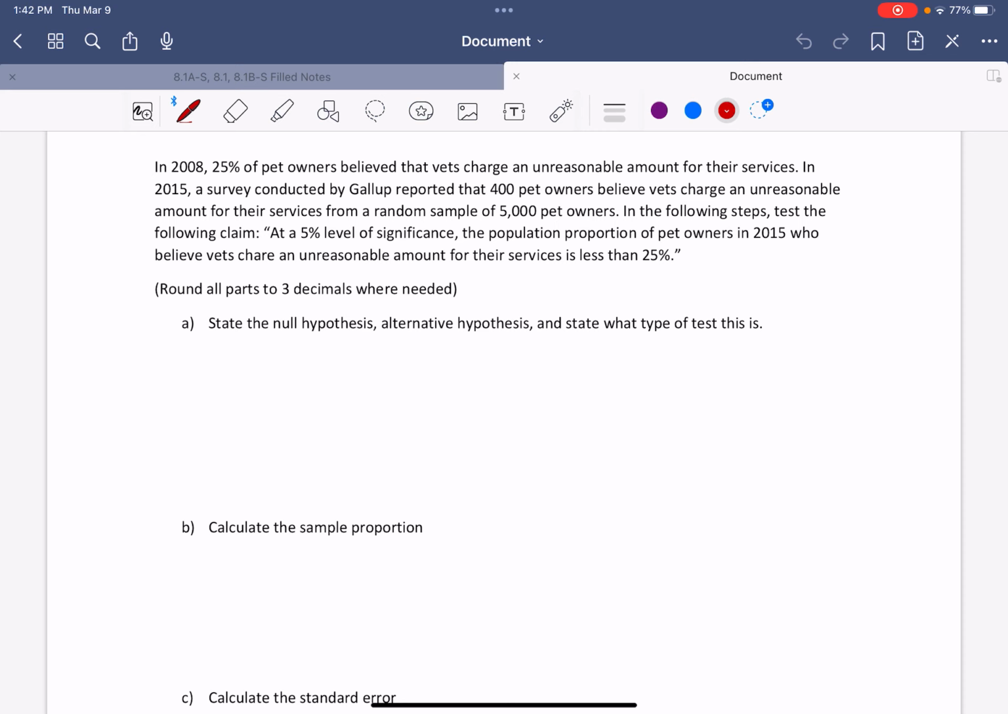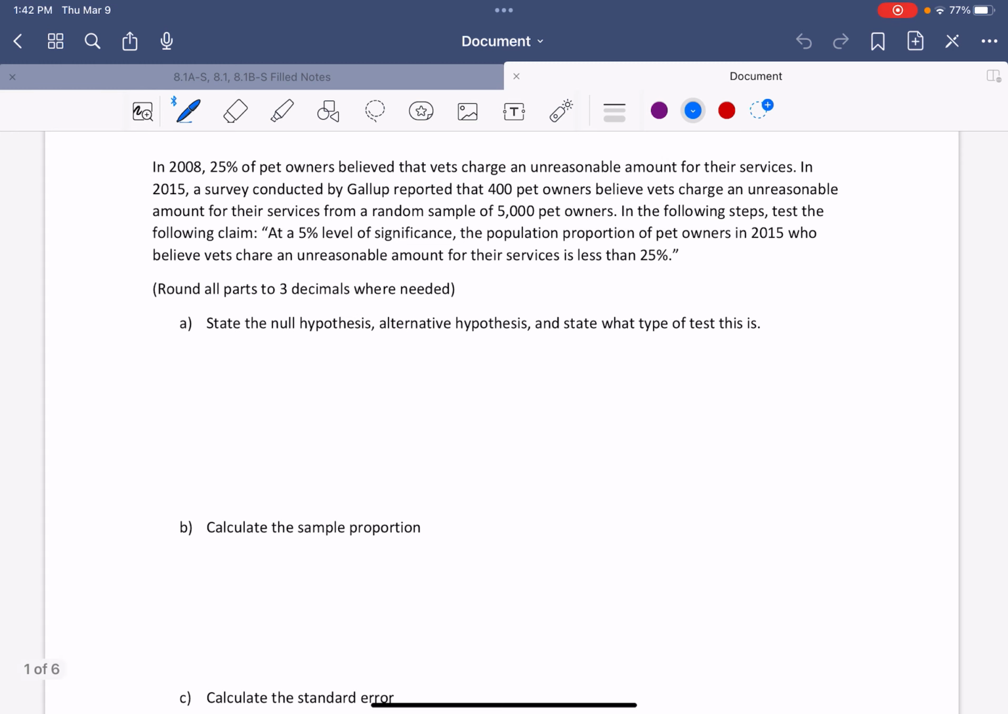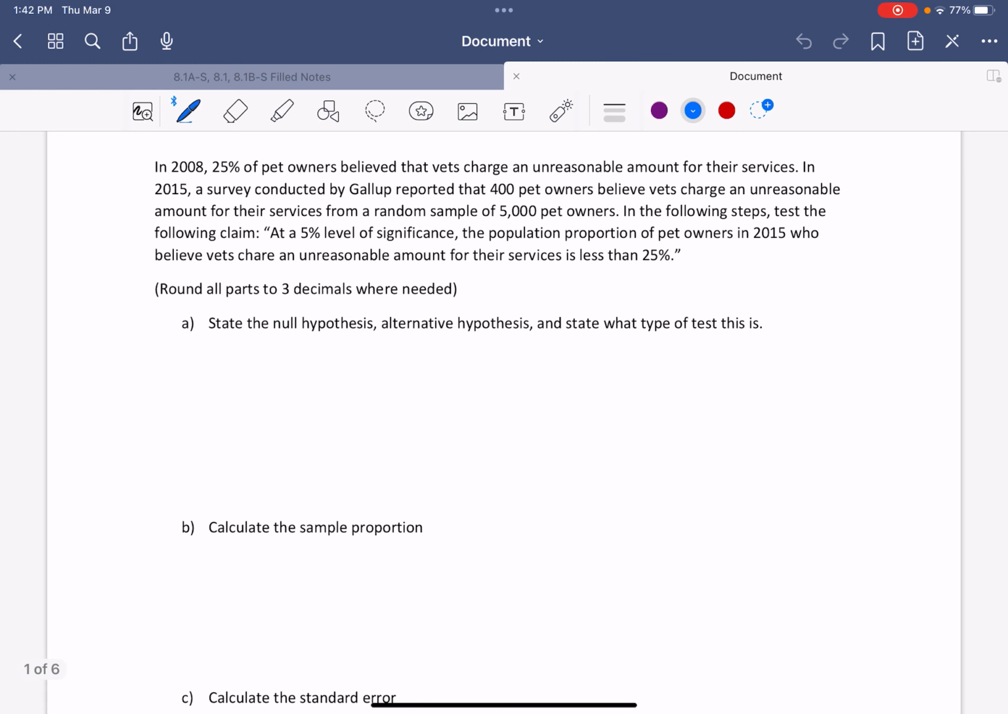For all these parts, we are going to round to 3 decimal places if needed. Maybe we aren't doing any decimals, maybe it's less than 3 decimal places, but if needed, go to 3. So part A: state the null hypothesis, alternative hypothesis, and state what type of test this is, okay?